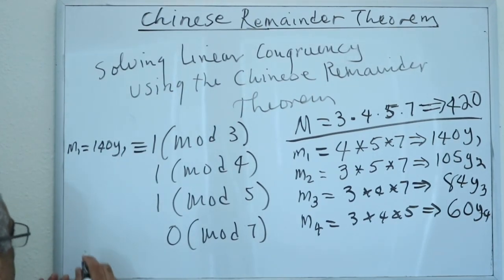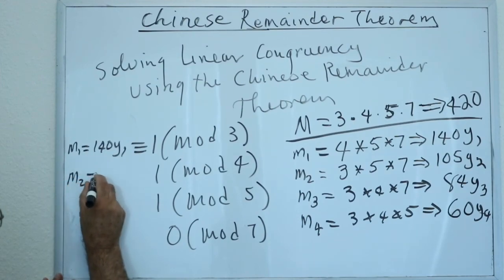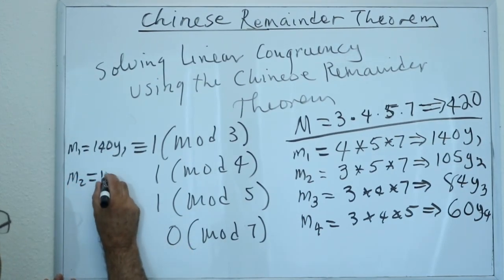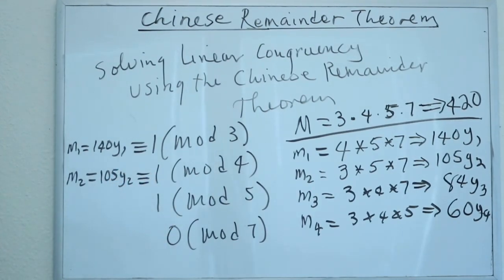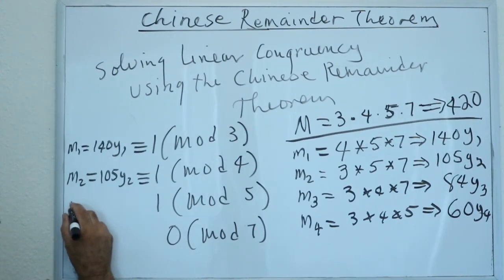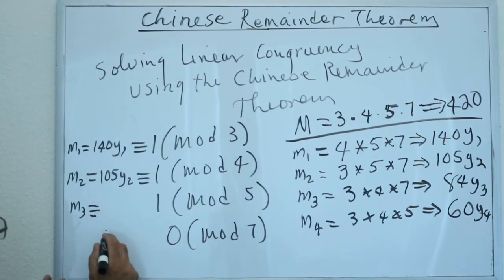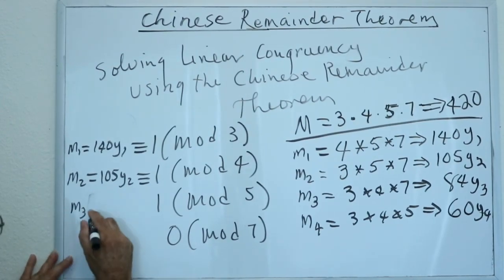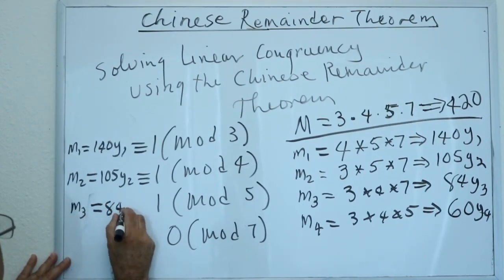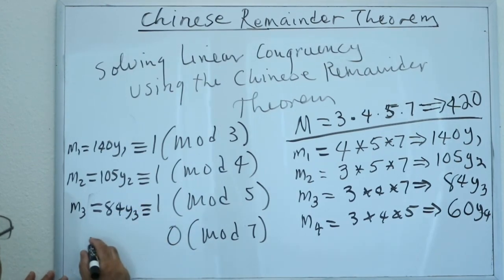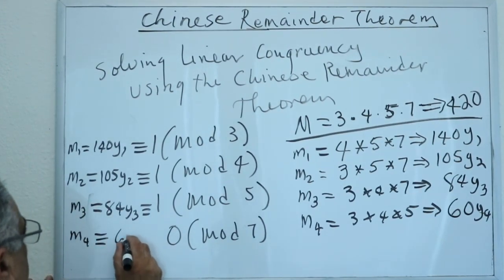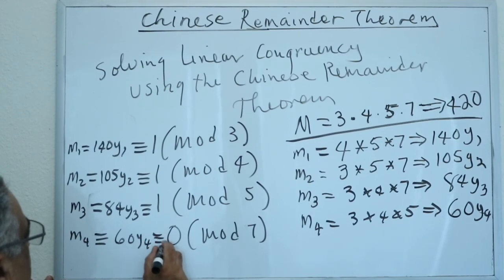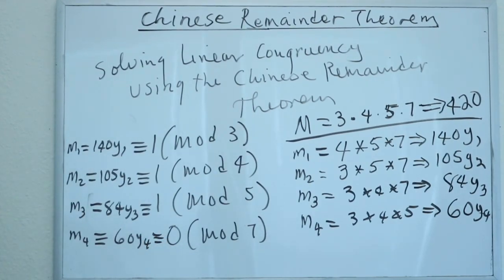Then I'm going to take m2, which is going to be 105 y sub 2, and I'm only plugging in for x there. Now m3 is 84 y sub 3. You see that? And then m4 is actually 60 y sub 4, and that's what I end up with. So now all I have to do is actually solve.